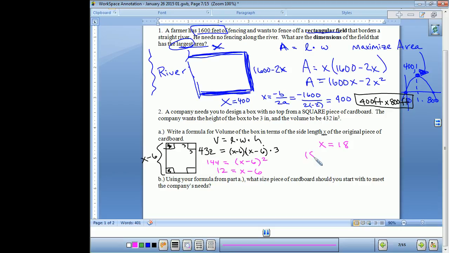Okay, so what are our dimensions here? It is 18 inches by 18 inches. This is the cardboard that we start with. But the box itself, what would the dimensions of the box be? It would be 18 minus 6, which would be 12 by 12 by what's the height? 3. Those would be the dimensions of the box.